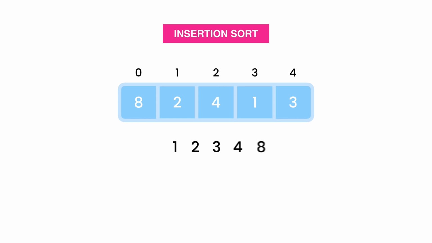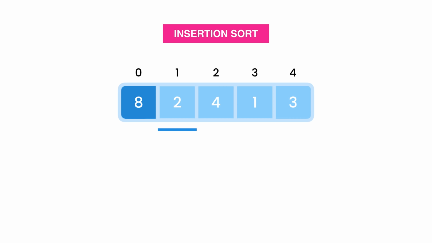Now let's see this in action. So we get 8 and should find its correct position amongst the items or cards we have taken so far. 8 is the only item we have seen, so we assume it's in the correct position. Next we read 2. We should insert it before 8, but how?